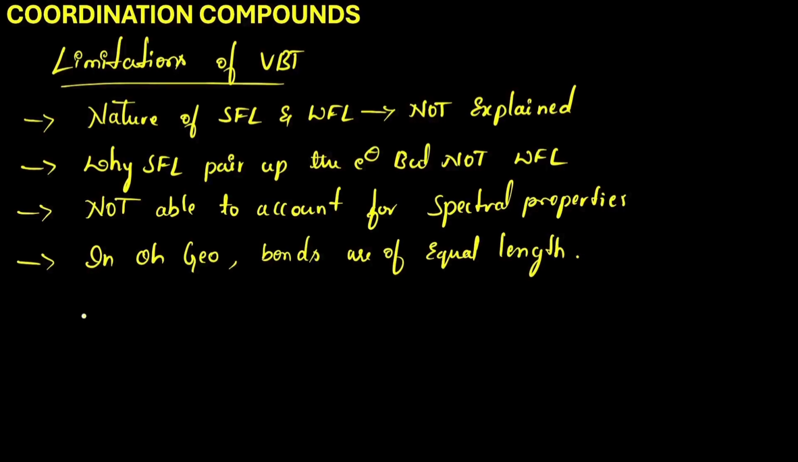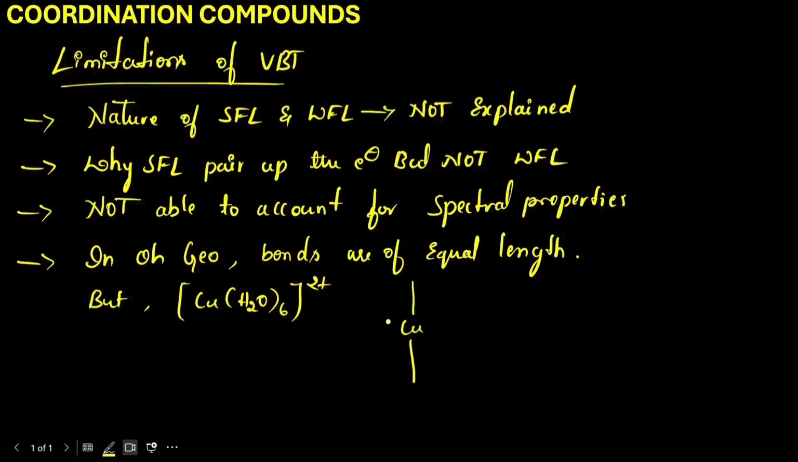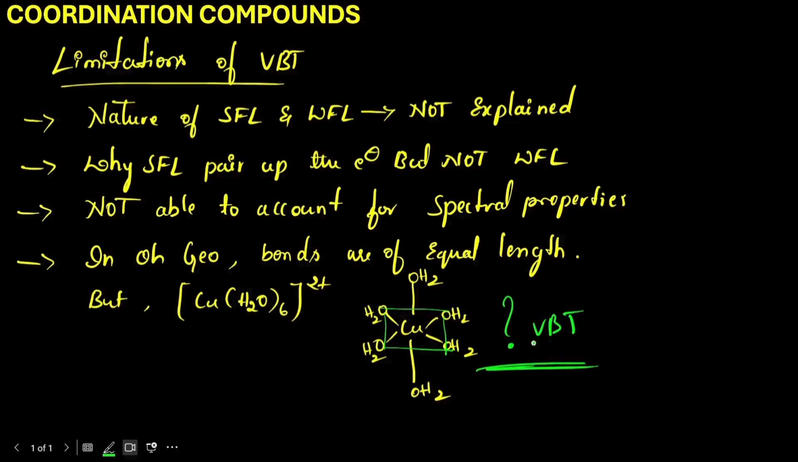But in the case of [Cu(H2O)6]2+, here if you write Cu, here OH2, here H2O, all 6 ligands are H2O, right? So in this case, these 4 bonds are compressed and these 2 bonds are elongated. This is not explained by VBT.